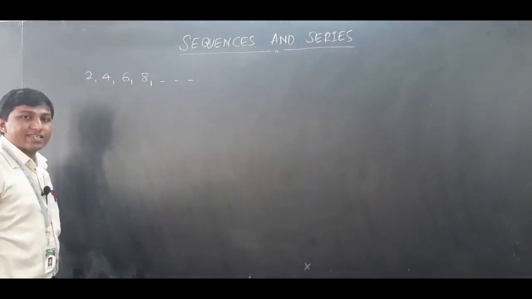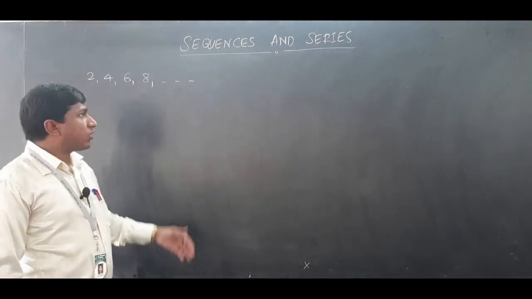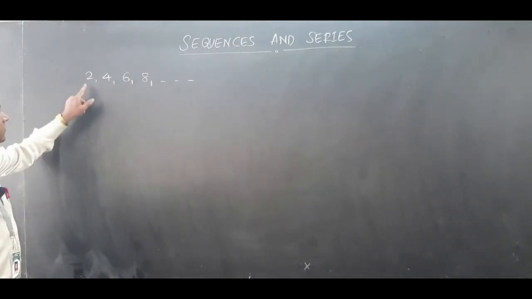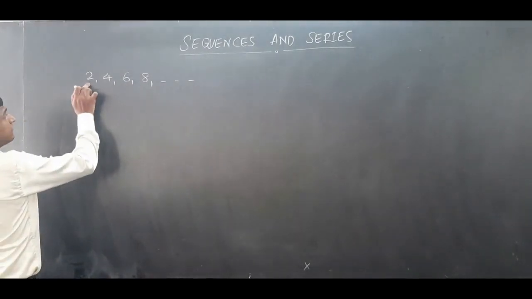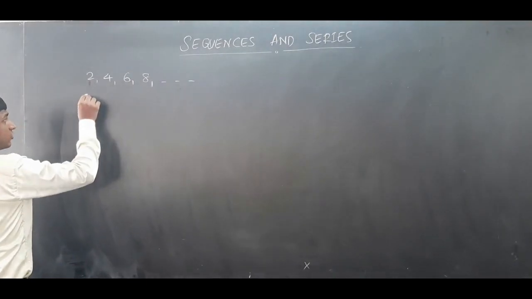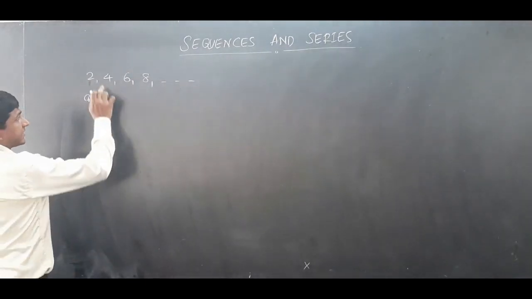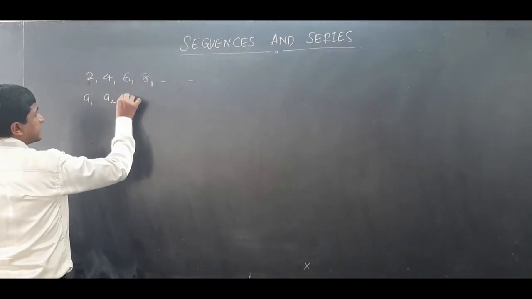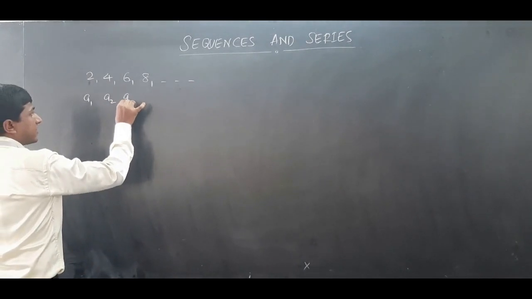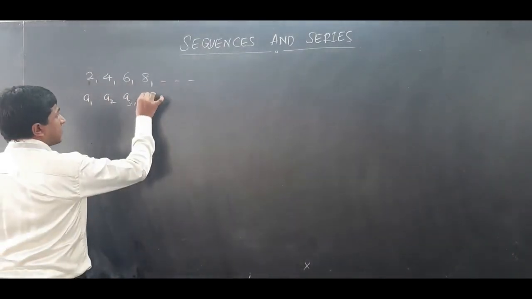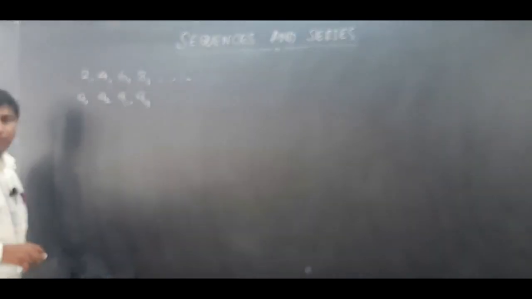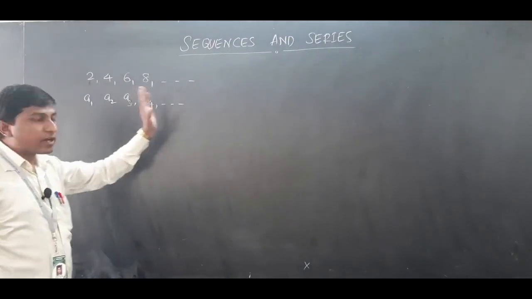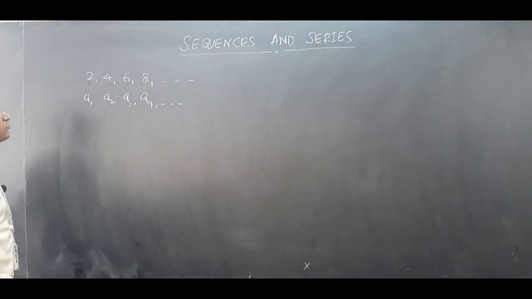Now, my question is, is this an AP? You have already studied AP, right? Look at this sequence. The first term is 2, I will denote that by A1. Second term is 4, I will denote it by A2. Third term is 6, I will denote that by A3. And the fourth term is 8, I denote it by A4. And so on. There are many terms in this sequence.